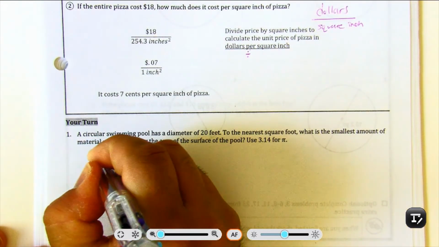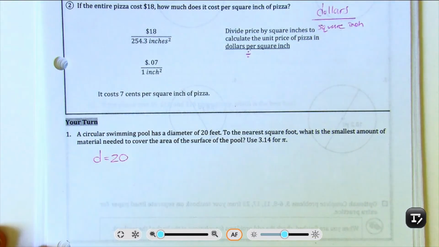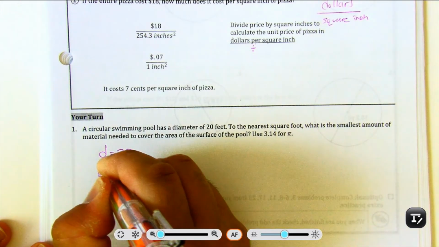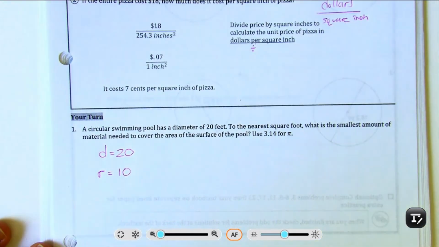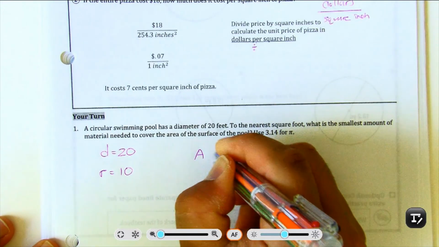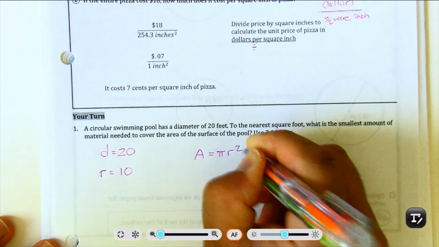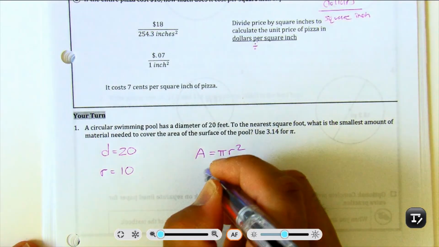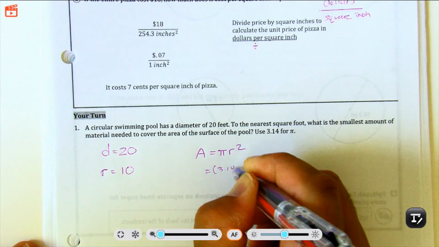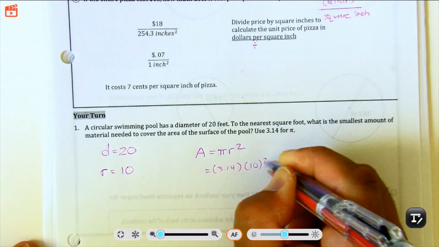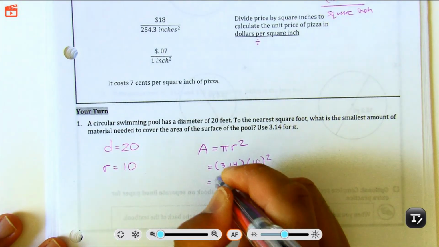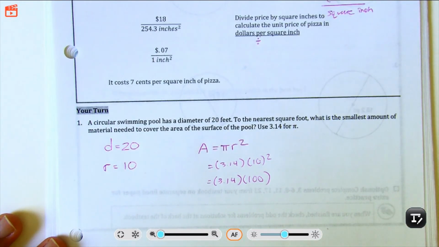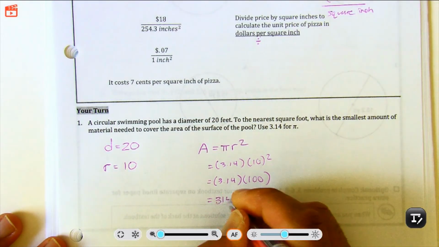Now, if you know the diameter is 20, the radius would be half the diameter, so the radius should be 10. And you want to use this formula. Area is equal to pi r squared. And you're going to plug in 10 for the radius. So 3.14 times 10 squared. Now that is 3.14 times 100. 3.14 times 100 is 314. So the area would be 314 square feet.